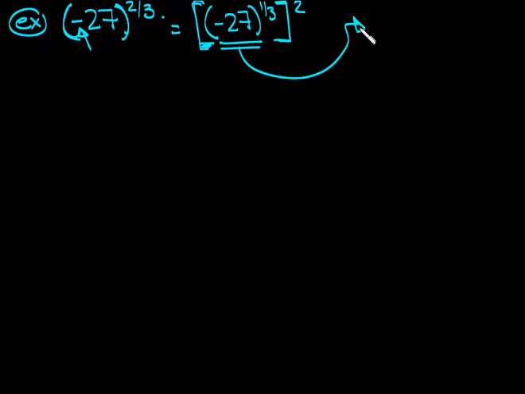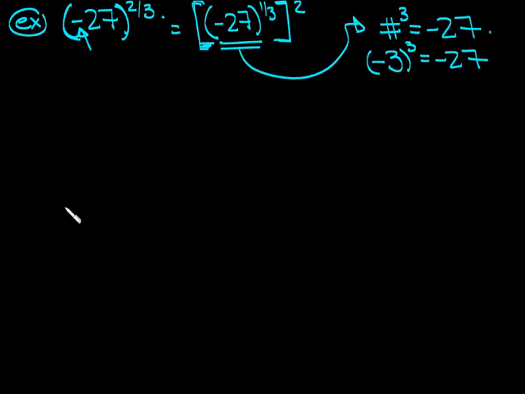So let's do that on the side. I want to find a number whose cube is equal to negative 27. So you can see negative 3 cubed is equal to negative 27. Negative 3 times negative 3 times negative 3. So this inside happens to be negative 3, and then you square that. Negative 3 times negative 3, when you square it, we get 9. So that's the answer to that problem. I hope I've convinced you on how to calculate numbers that have rational exponents.